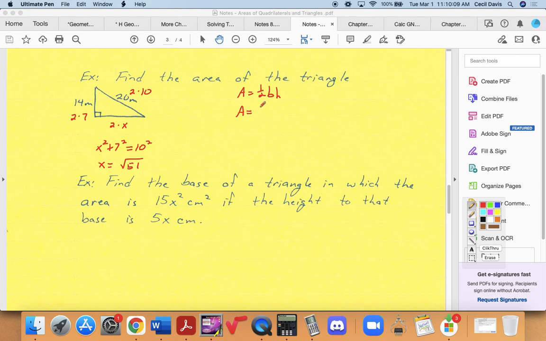So the area is 1/2 times 2 square roots of 51 times the height, which is 14. The half and the 2 happily cancel each other off. And we get 14 square roots of 51 square meters. And that is the exact answer.